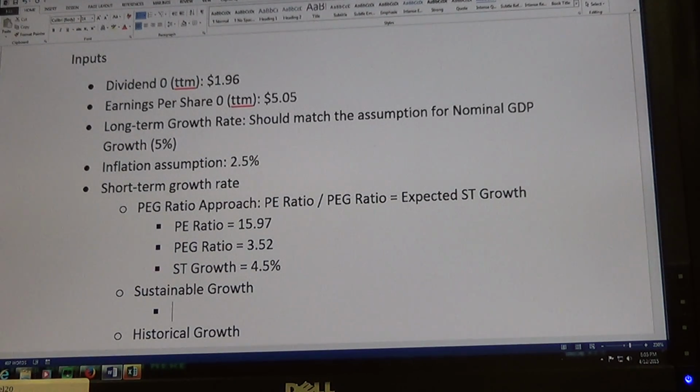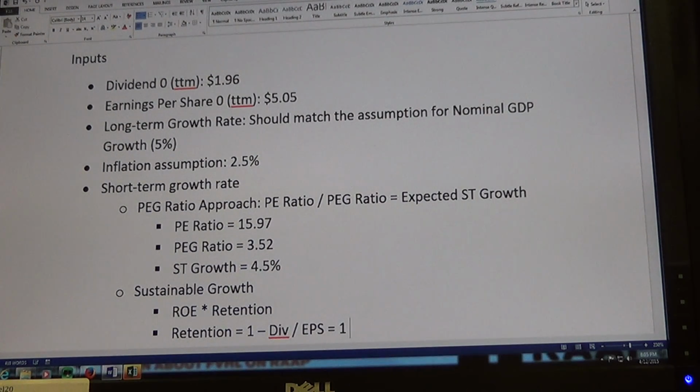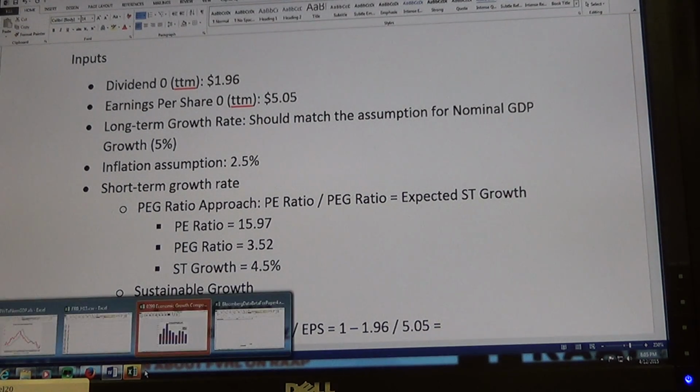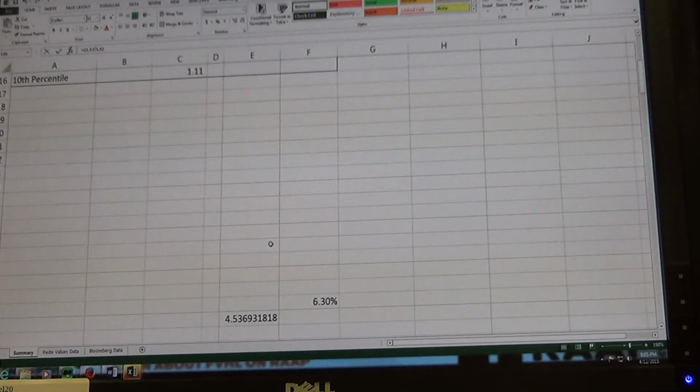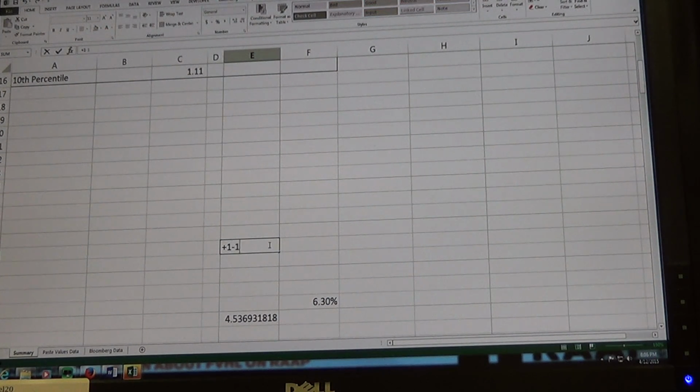Another possible short-term growth rate would be the sustainable growth. Remember, sustainable growth is return on equity times retention. Retention is 1 minus their dividend divided by earnings per share, which equals 1 minus, their dividend was $1.96, their earnings per share was 5.05. So if we do that, how much are they retaining? If they're paying out $1.96 and their earnings were 5.05, we can do those two together. So 1 minus $1.96 divided by 5.05, and that tells us that the retention is 61%.